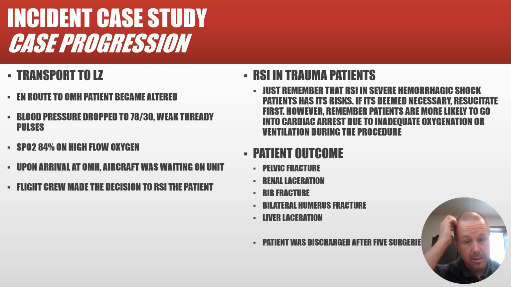One of the big things is that with RSI and trauma patients, just remember that RSI in severe hemorrhagic shock patients has its risks. If it is deemed necessary, resuscitate first. Remember that patients are more likely to go into cardiac arrest due to inadequate oxygenation or ventilation during the procedure. So that's when it comes to your high flow oxygen, nasal cannula at 15 liters, and push dose epi is another thing that's key to use.